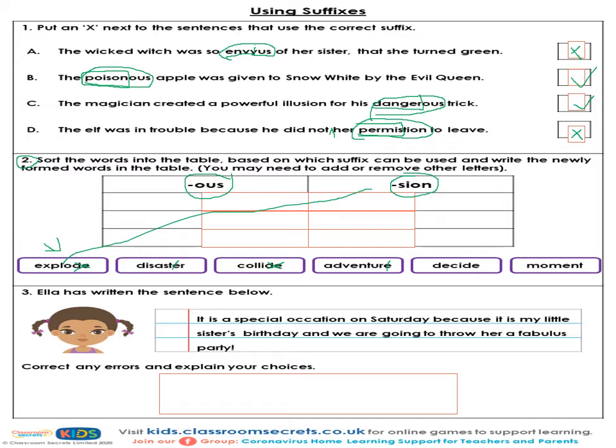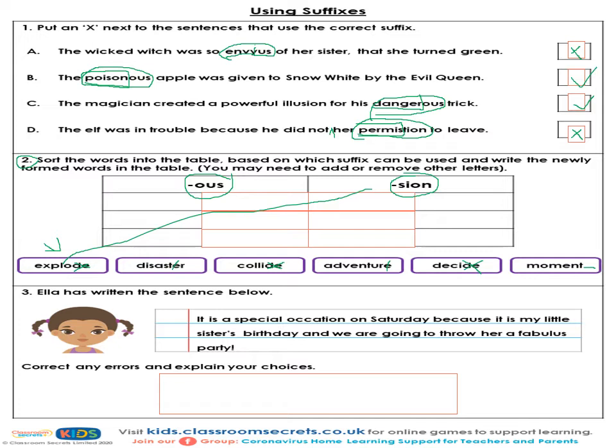Decide becomes decision. You need to take out the D and the E and then put D-E-C-I-S-I-O-N. And moment becomes momentous, and that's where you just add the O-U-S at the end. Well done if you got some of those right. If you didn't, make your corrections now. Just pause the video while you're doing that.